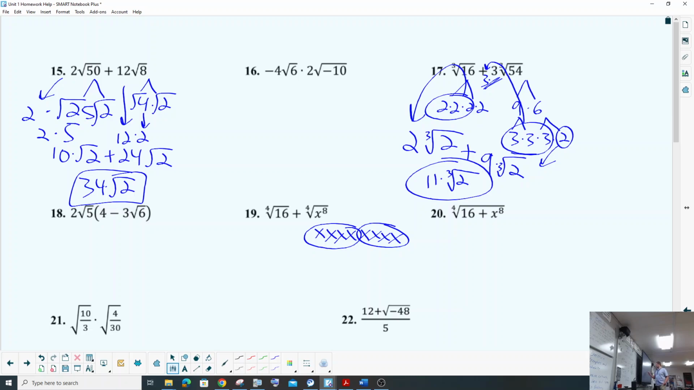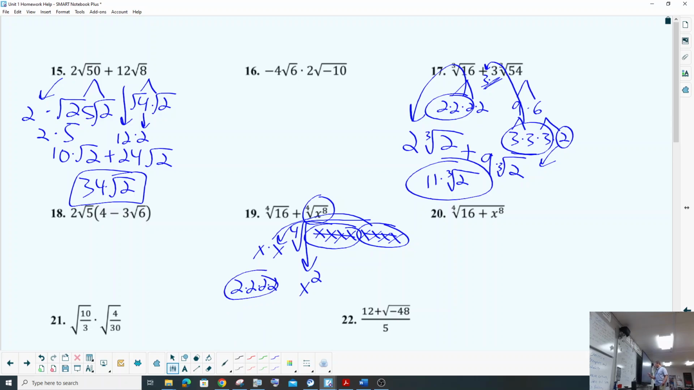Okay, so since we're doing the 4th root, one of those is going to cross out and come out as an x. And another one is going to cross out and come out as an x. So this guy right here becomes x squared. And on this side, we have 2 times 2 is 4, times 2 is 4. There we go. And because 4 times 4 is 16, that works.